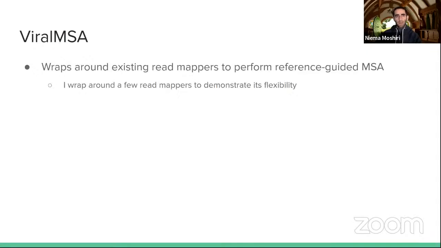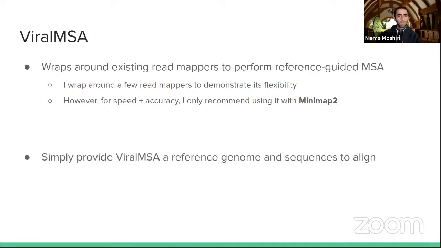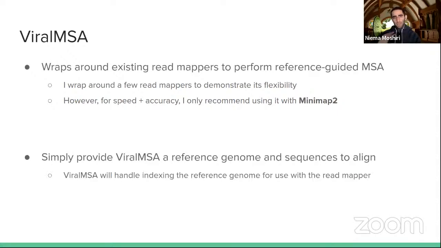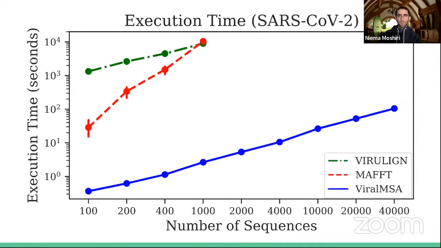So I developed a tool called ViralMSA, which wraps around existing read mappers in order to perform reference-guided multiple sequence alignment. I wrap around a few of them, but there's one tool specifically, Minimap2, that's kind of the gold standard right now for what I'm doing. So I only recommend using my tool with that specific read mapper, but I wrap around a few of them to demonstrate that I can evolve this tool naturally as read mapping technologies evolve as well. So basically, you simply provide ViralMSA a reference genome and the sequences to align, and then it'll handle indexing the reference genome and doing any pre-processing it needs to do, and it'll call the read mapper and then merge the results into a multiple sequence alignment.